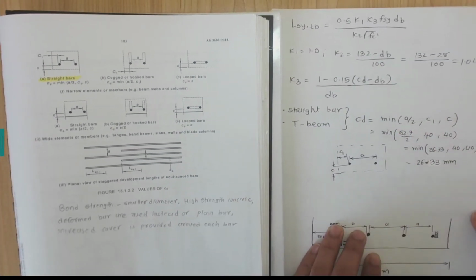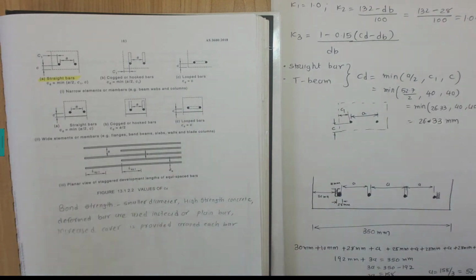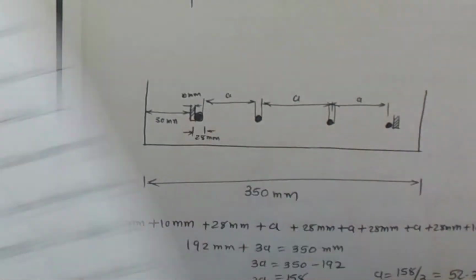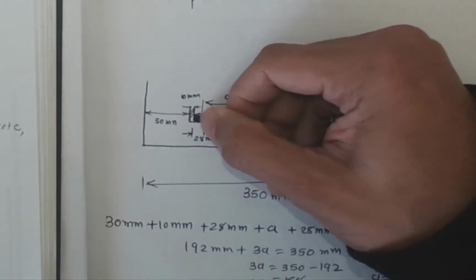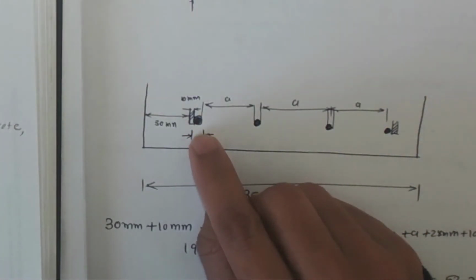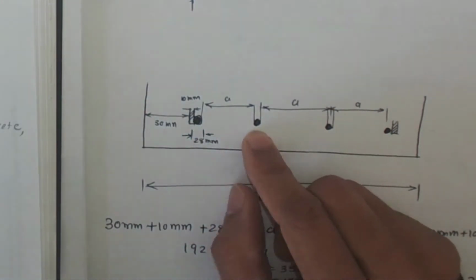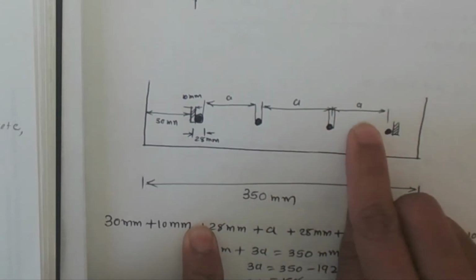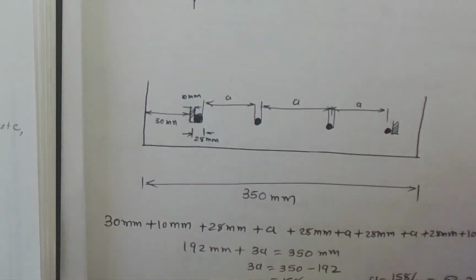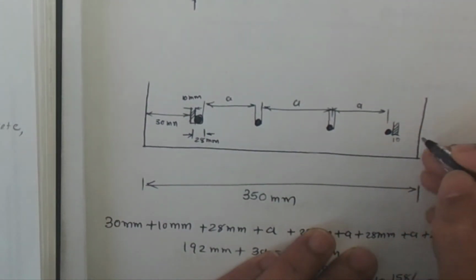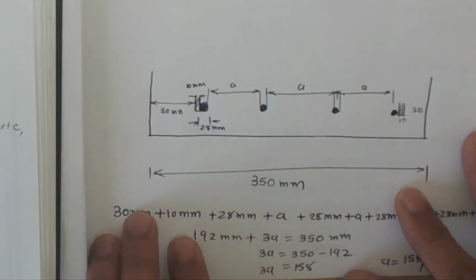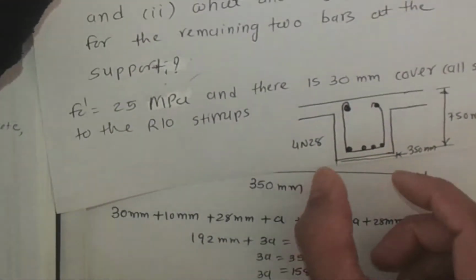Now I need to calculate a. I have drawn a figure here, which is a magnified view of this bar. We have the 30 millimeter cover given in the question, and a stirrup of R10, so that is 10 millimeters. Then we have a bar of 28 millimeters, and distance a is the face of this bar to the face of the next bar. So this is a, 28, a, 28, a, 28, and then you have 10 millimeters and 30 millimeters. This one is 10 millimeters and this one is 30 millimeters. My question is to calculate the small a. To calculate it, I know this is 350 millimeters, given in the question.